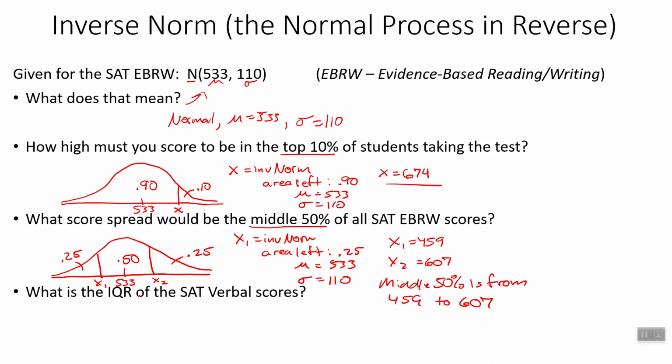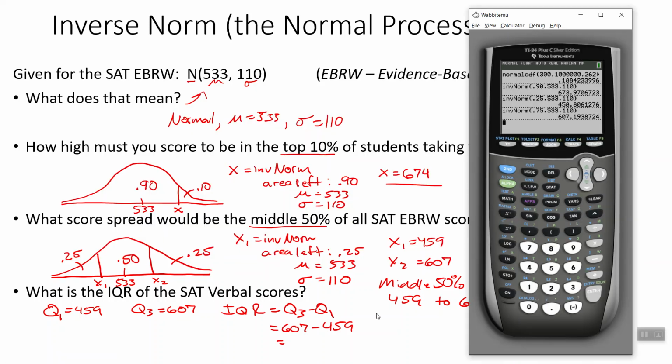All right, what is the IQR of these SAT verbal scores? Now that we've got both of these, this is Q1, the first quartile right here. Q1 is 459, so I should probably put a 1 there. Q3 is 607. Remember, IQR is Q3 minus Q1, so it's going to be 607 minus 459, and whatever that works out to.